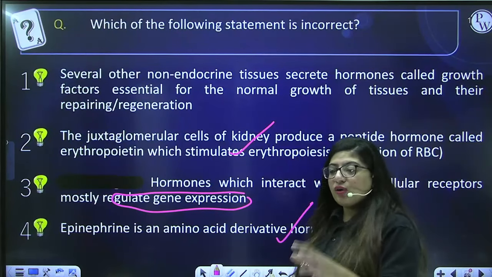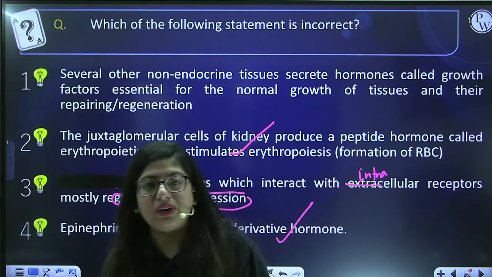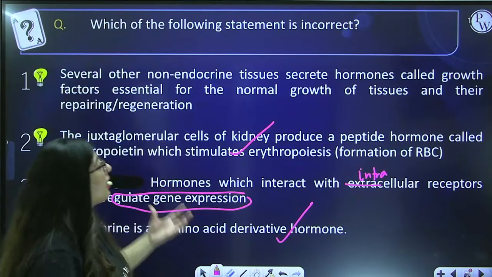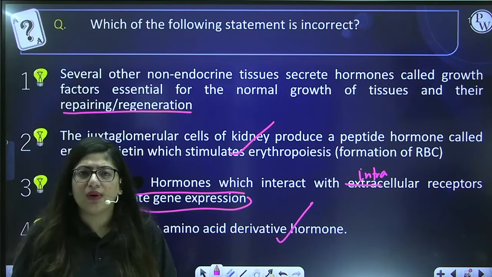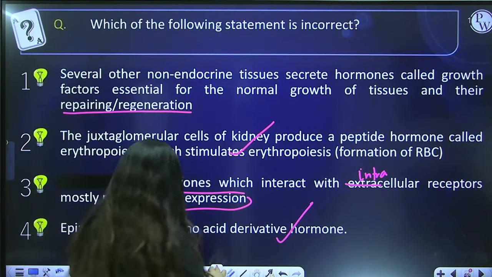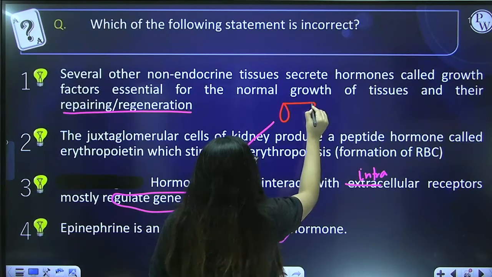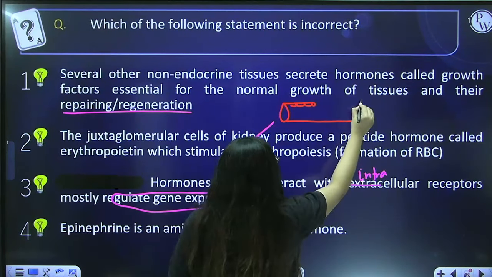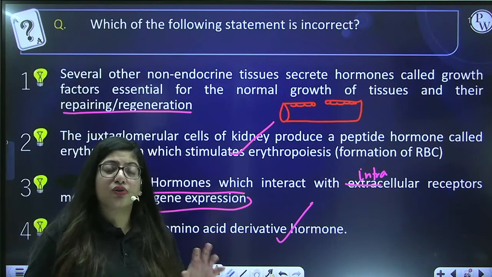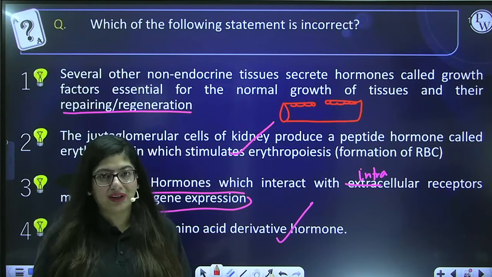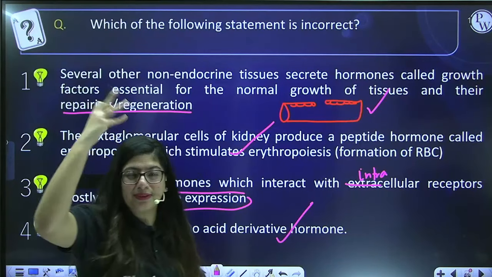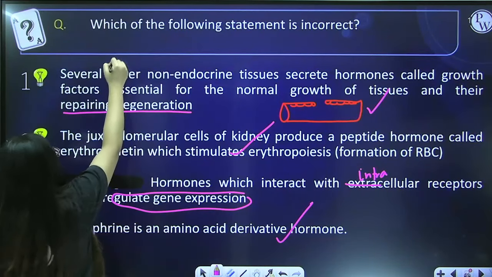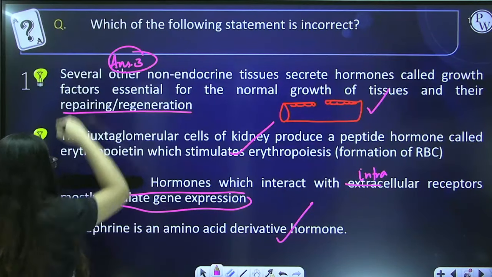Apart from the main endocrine glands, there are certain tissues in your body that can also secrete growth factors, and these growth factors can cause repairing or regeneration of tissues. How? When? Where? Imagine this is your blood vessel. When a blood vessel ruptures during blood clotting, thromboplastin is released. So thromboplastin is one example of a growth factor. So this is absolutely right. So you know everything, you just need to process it with your brain and mind. So the answer to this question will be 3. Next.